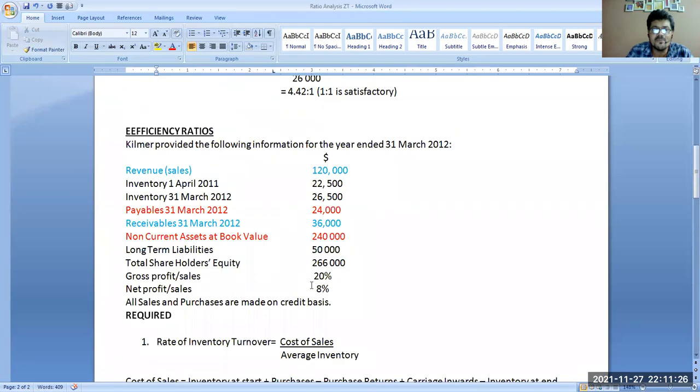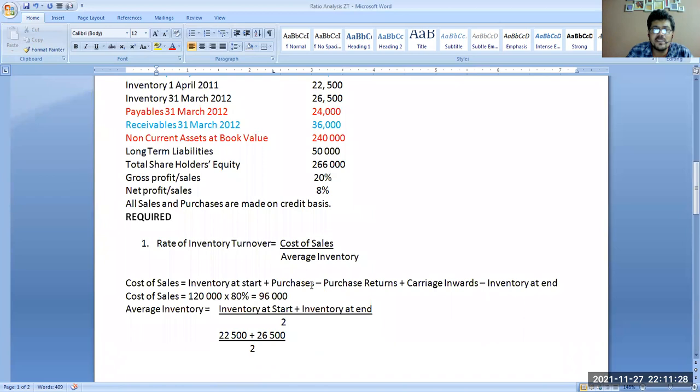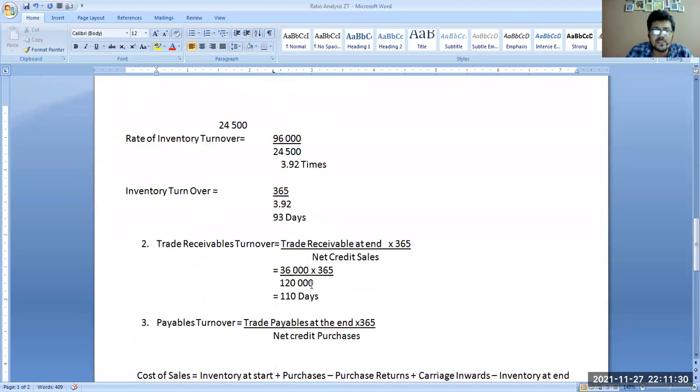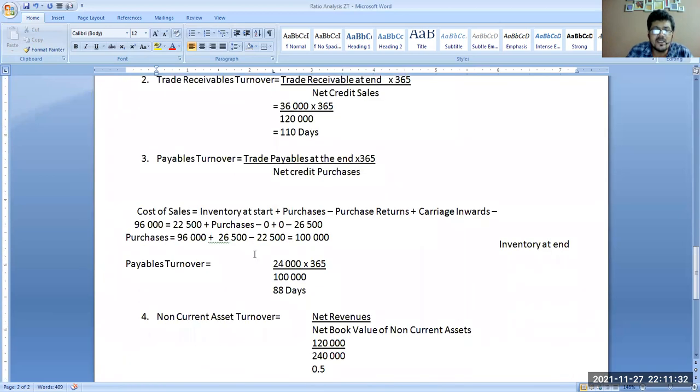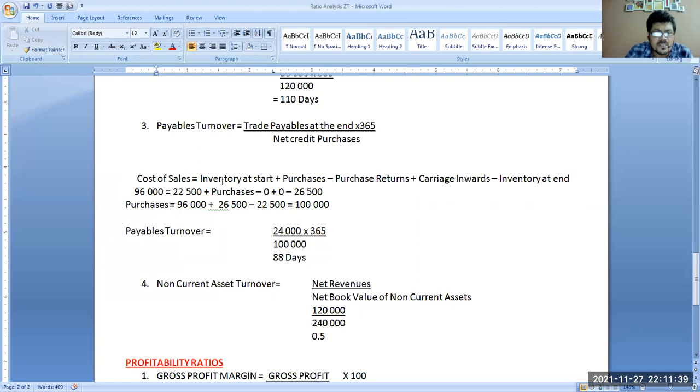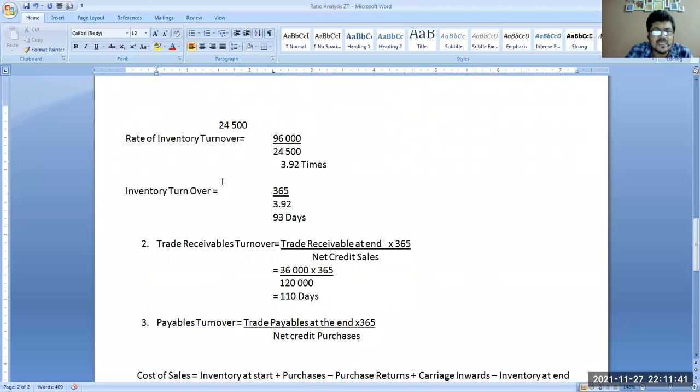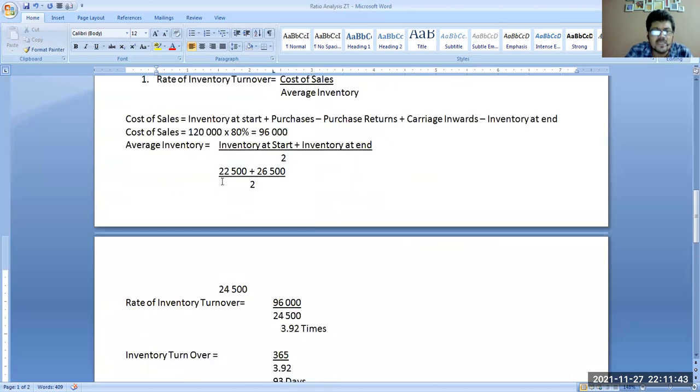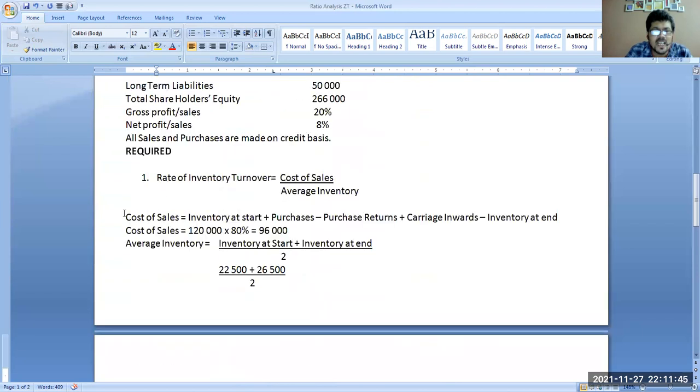Now second is gross profit markup. In this question we have calculated cost of sales somewhere. Here it is, cost of sales, and cost of sales was in this question 96,000. Are you getting my point here?